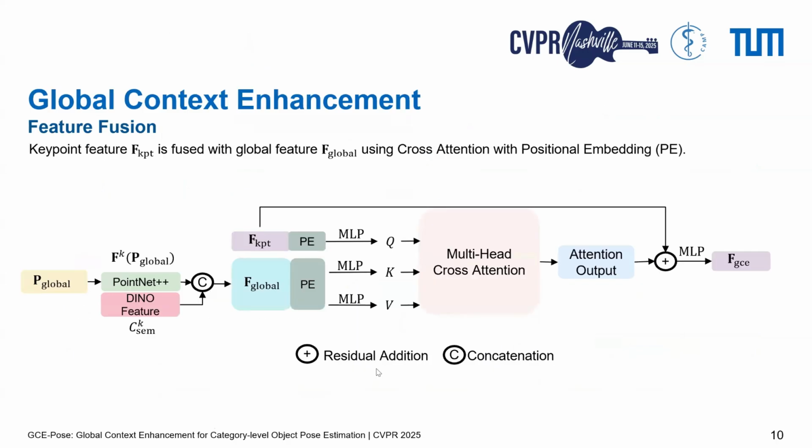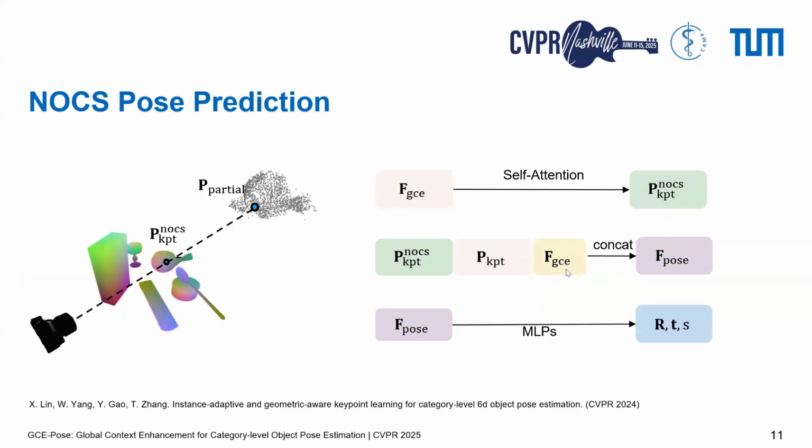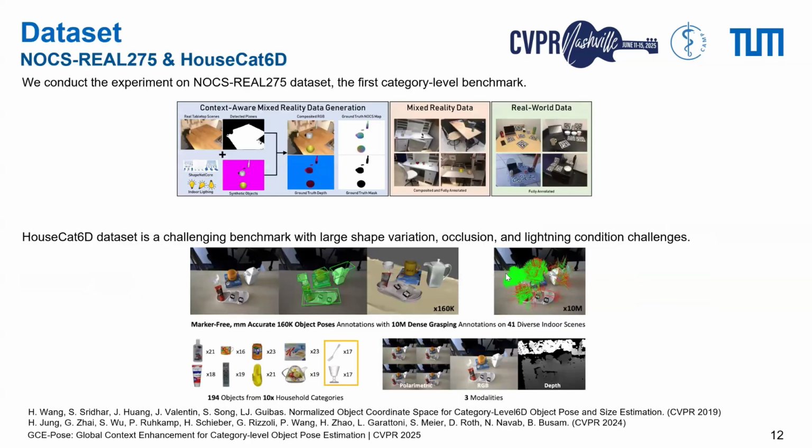To combine the information of the partial and the global information, we design a global context enhanced feature fusion module using cross-attention and positional embedding. Then we leverage the feature to get the NOCS prediction, followed by several MLPs to solve the final object pose and scalar. We conduct the experiment on NOCS-REAL and HouseCat6D dataset.